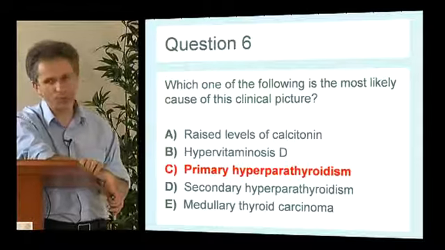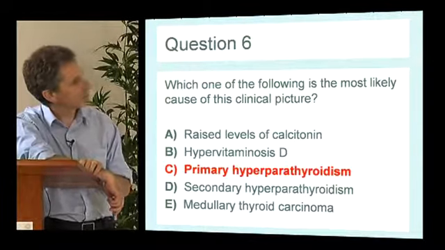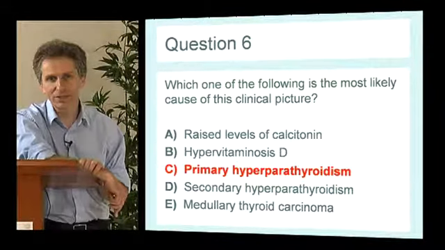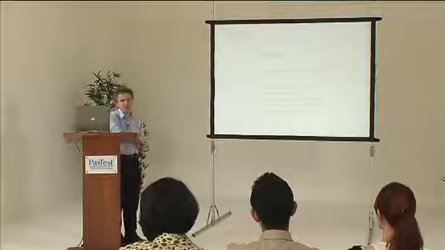If we look at the other options here, a raised level of calcitonin, well, calcitonin actually lowers calcium levels. In fact, even in medullary thyroid cancer, when you've got high calcitonin levels, strangely enough, it really has very little effect on calcium levels. Although we do occasionally give calcitonin, salmon calcitonin, as a way of reducing calcium. Certainly in this context, it wouldn't be associated with hypercalcemia.